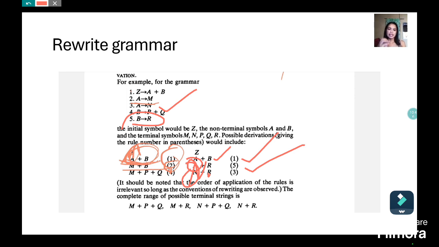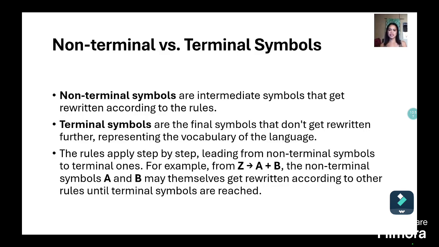So that is the way of rewriting a grammar. So here, non-terminal versus terminal symbols. Non-terminal symbols are intermediate symbols that get rewritten according to the rules. Terminal symbols are final symbols that don't get rewritten further, representing the vocabulary of the language. The rules apply step by step, leading from non-terminal symbols to terminal ones. For example, Z replaces A plus B.